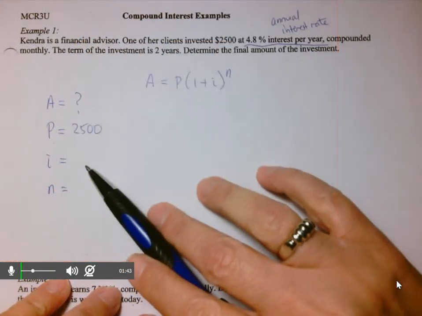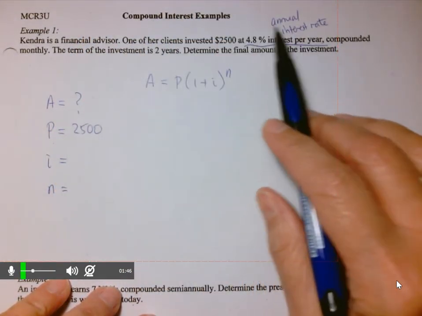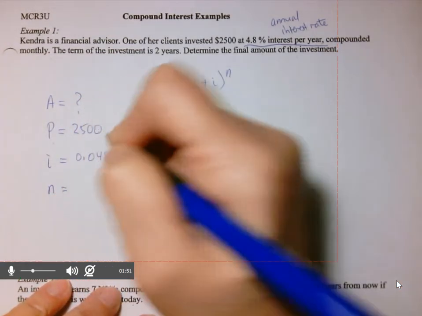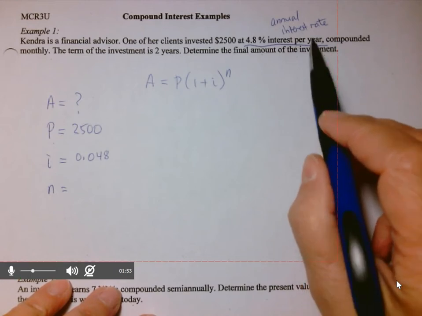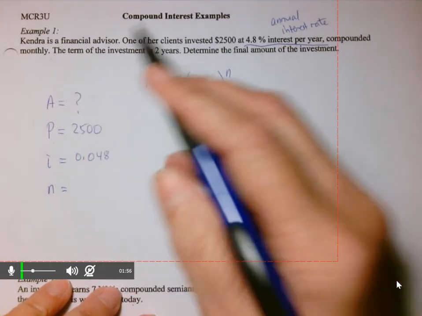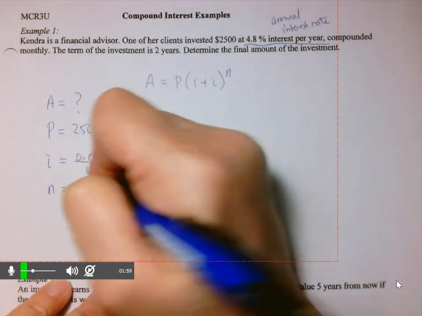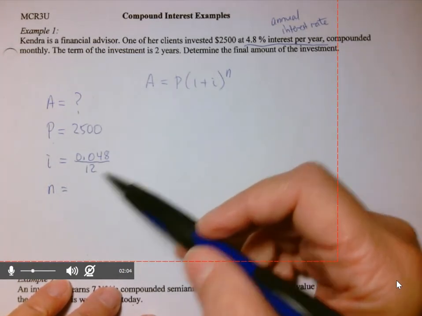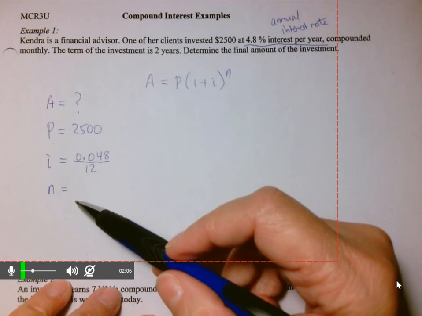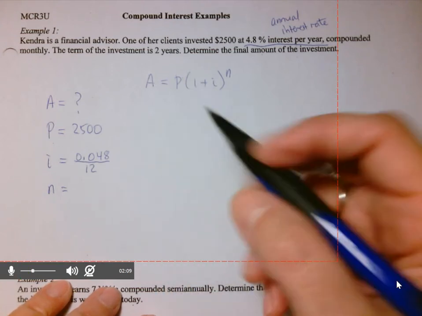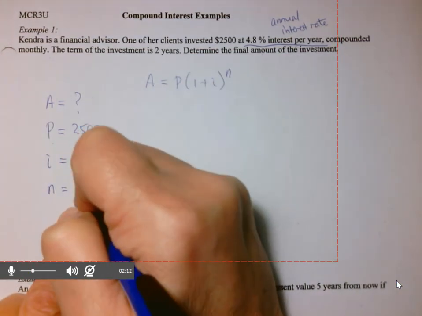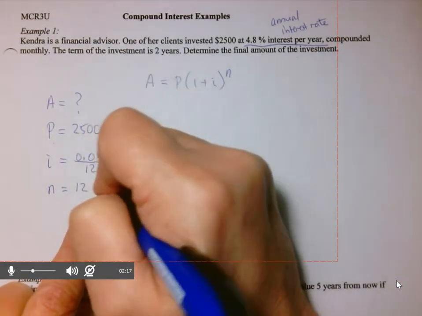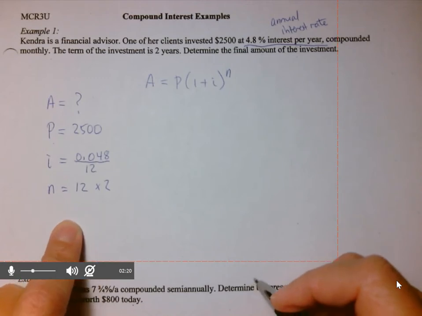Now let's work on the interest rate per compounding period. The interest rate for the whole year is 4.8%. So I'm going to write that as 0.048. And that's for the whole year, but we want to know per month. So we've got to divide this by the number of months in the year. So this is now the interest rate per compounding period. N, remember, is not the number of years, it's the number of compounding periods. So that means we have to look at, there's 12 compounding periods in a year, and this investment is for 2 years. So this is my N, right?